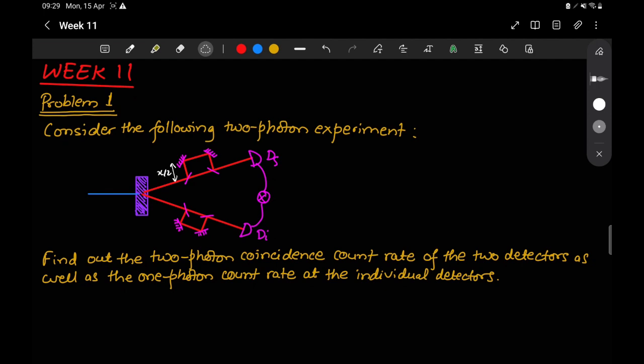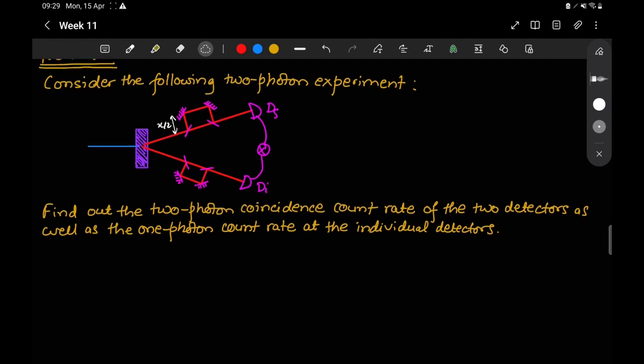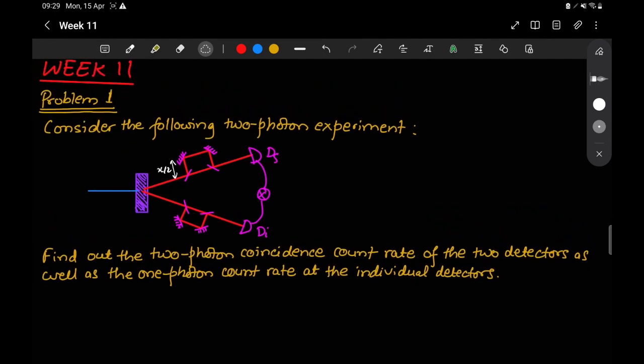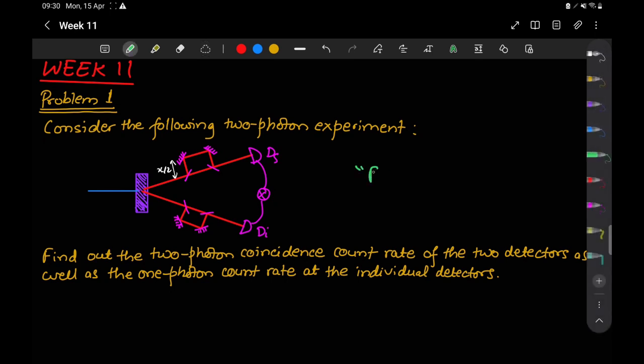Okay, so now we move into the problem set for week 11. So another kind of 2-photon interference experiment we are going to see over here. So this is called a Franson type interferometer. Let me write it down. This is known as Franson interferometer.